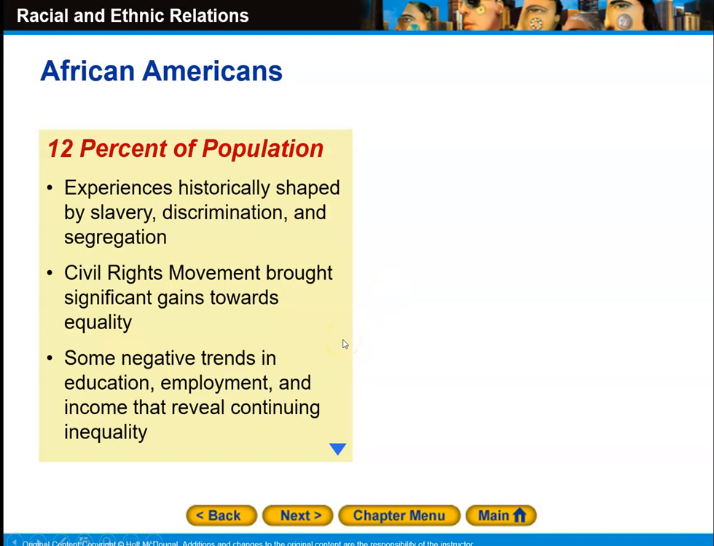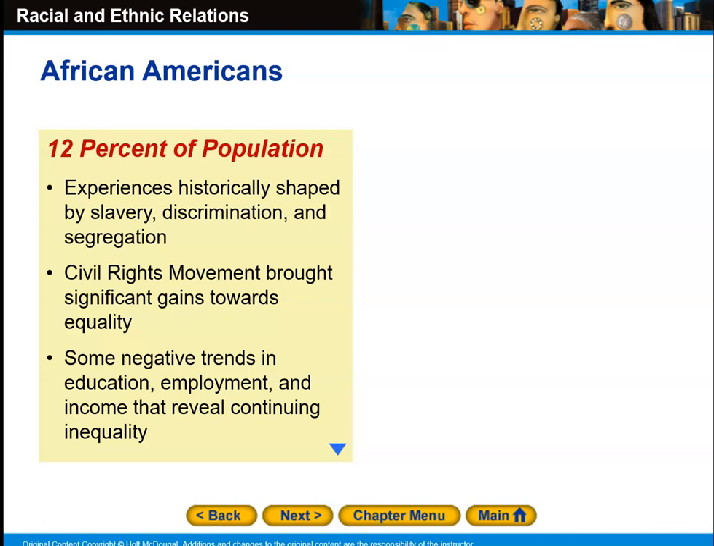12% of the population are African Americans. Their experiences were historically shaped by slavery, discrimination, and segregation. One of the big things that students tend to complain about is that whenever they talk about African American history, they're talking about slavery or discrimination. Okay, but these are the major factors that have influenced the African American way of life in America.